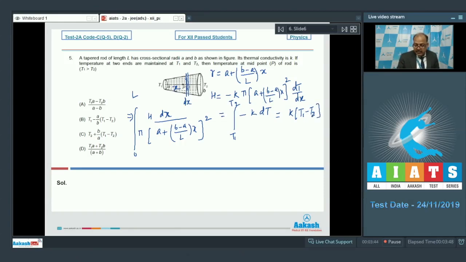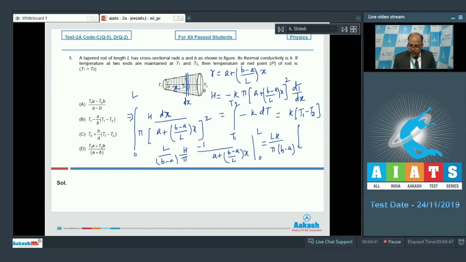On the left hand side, on integrating, we shall get h by pi, and the integral of this will be equal to minus 1 divided by a plus b minus a by L into x, and the limits of x go from 0 to L. We also need to divide by the coefficient of x, which is b minus a by L. So that means we shall have here b minus a by L. And if we put the limits, we get it as LH by pi into b minus a.